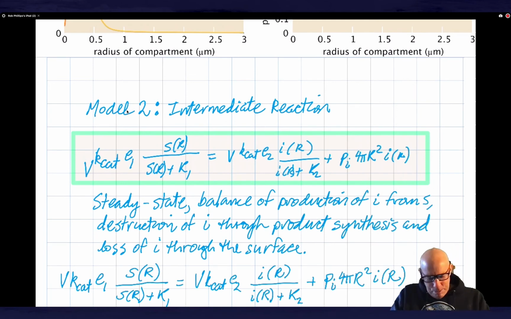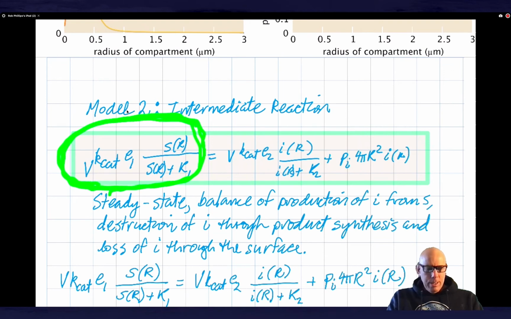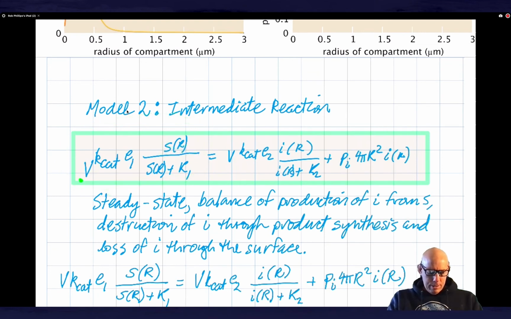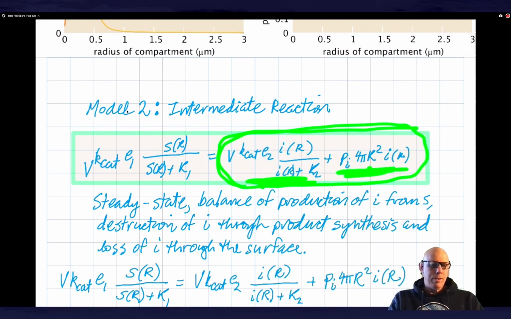So now what I'm saying is, on the left-hand side, this is the rate at which I produce intermediate. Remember, when I have the double enzyme problem, I have E1 and E2. What does E1 do? It produces intermediate. How fast? This fast. Why? Because substrate is this thing, and this net equation gives me the total rate of production of intermediate. On the right-hand side, what I have is the rate of product formation plus the rate of loss of intermediate across the surface. Okay?